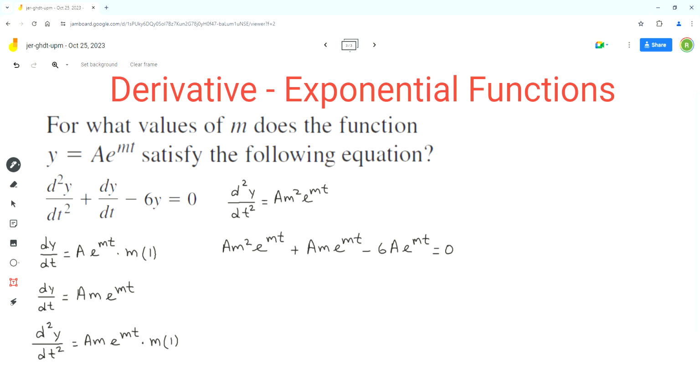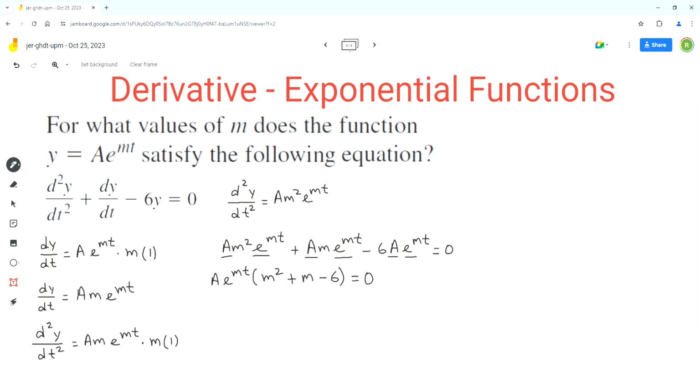So now we can simplify this equation by doing common factoring. So we can factor out the a from each term and e to the power mt. And we are left with m squared plus m minus 6. Now we can factor this expression in the parentheses.